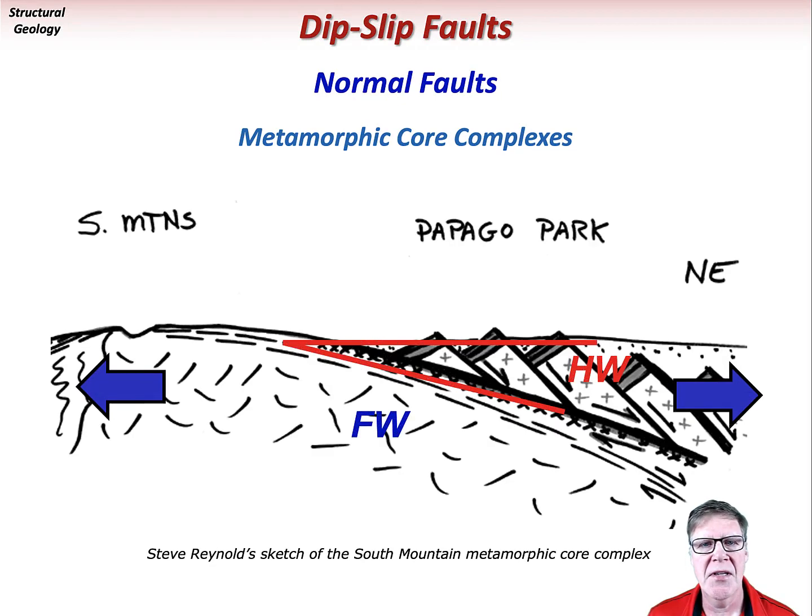This is a simple Steve Reynolds cross-sectional sketch of the South Mountains Metamorphic Core Complex. The South Mountains Detachment Fault is the main low-angle normal fault here. The South Mountains themselves represent the crystalline igneous and metamorphic rocks of the lower plate that have now been exposed by extension. Bell Butte, Tempe Butte, the Papago Buttes, etc. are the exposed parts of the rotated tilt blocks of the extended upper plate.